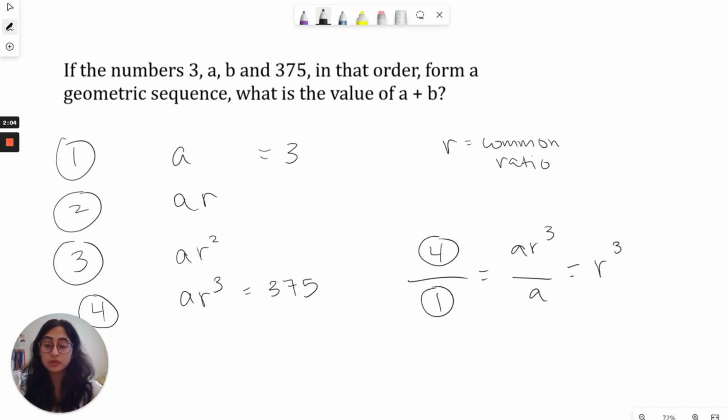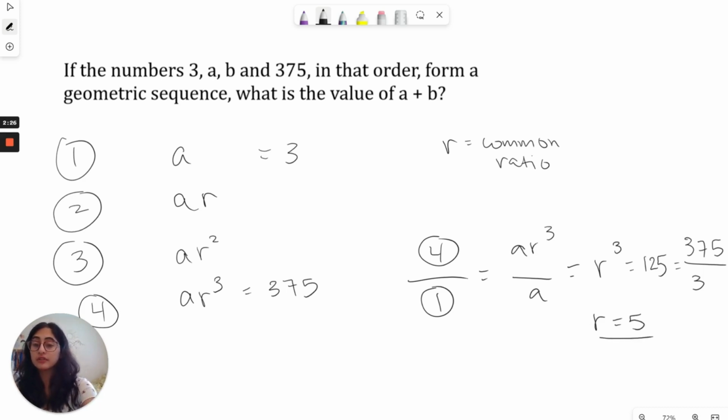And so our fourth term divided by our first term, 375 over 3, well, that's just equal to 125. So r to the third is equal to 125. That means r has got to be equal to 5. So our common ratio is 5.